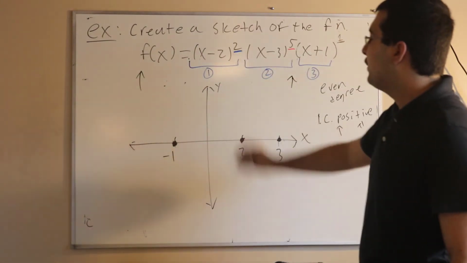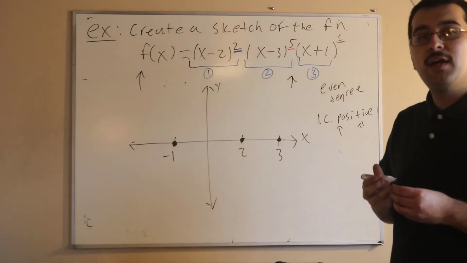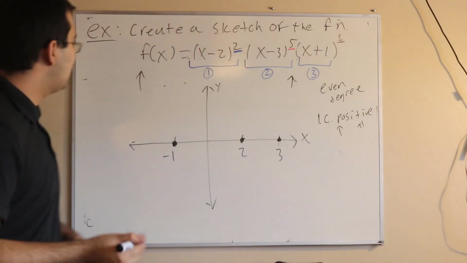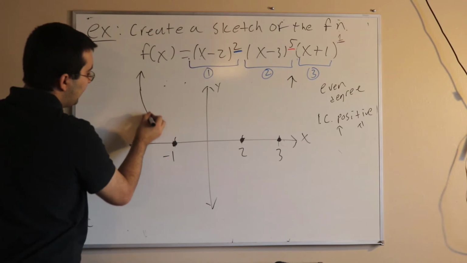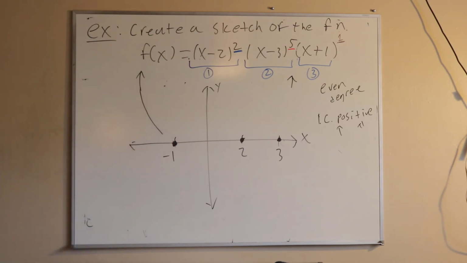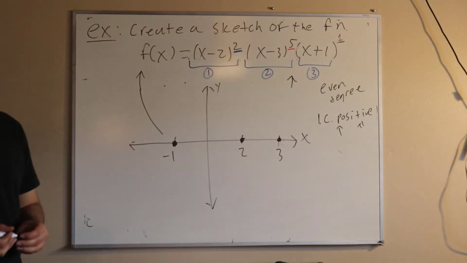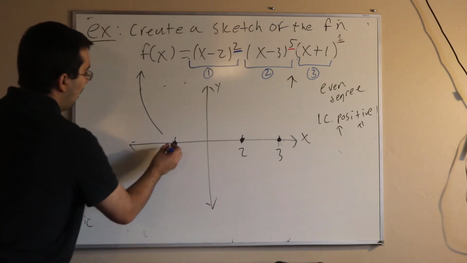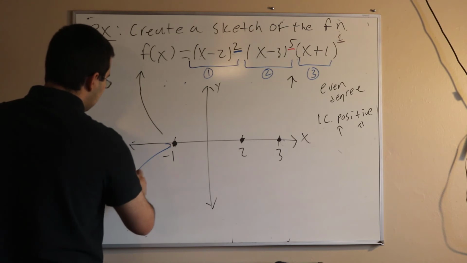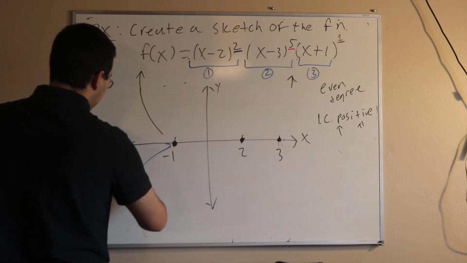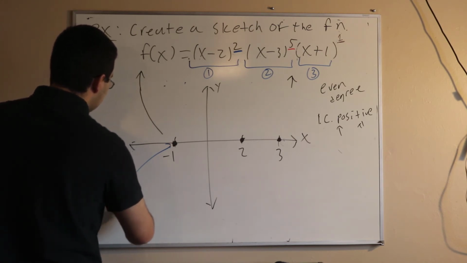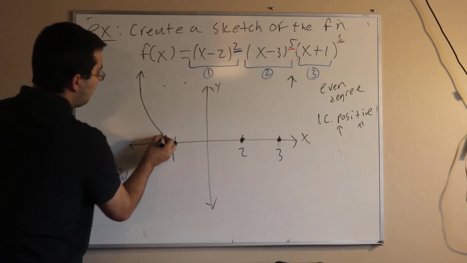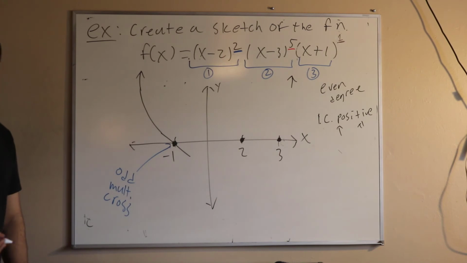The question is, what's going on in the middle? Well, that's where understanding the multiplicity of your zeros is so important, because I know I will be traveling down to this (-1, 0) point. And what was the multiplicity at this point? This had odd multiplicity, so I need to cross. So we understand that as we approach this point, it's going to cross over the axis.